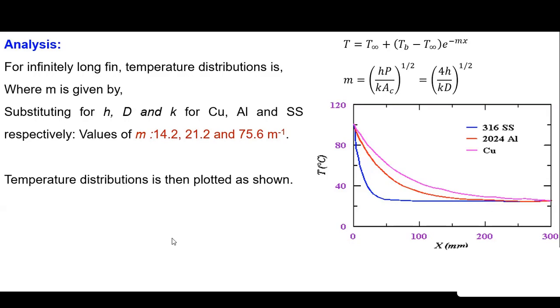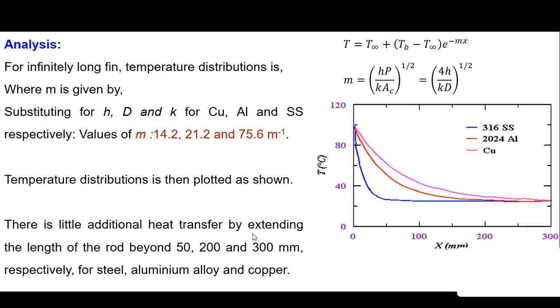Now what is the observation from this? There is little additional heat transfer by extending the length of the rods beyond 50, 200 and 300 millimeter respectively for steel, aluminum and copper. Means steel 50 millimeter, small, aluminum around 200 millimeter and copper around 300 millimeter. These are the lengths which are still useful. After that, whatever length is there becomes redundant. So this is what we can conclude from this particular graph.